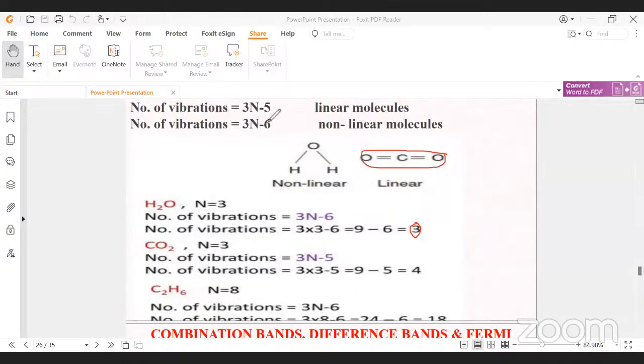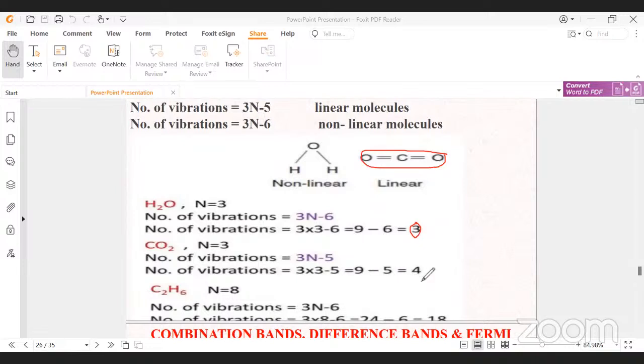No, the formula is different. It is 3n minus 5 for a linear molecule and 3n minus 6 for a non-linear molecule. H2O is a non-linear molecule and CO2 is a linear molecule, so both formulas are different: 3n minus 6 and 3n minus 5. For n = 3, 9 minus 6 is 3, and 9 minus 5 is 4.